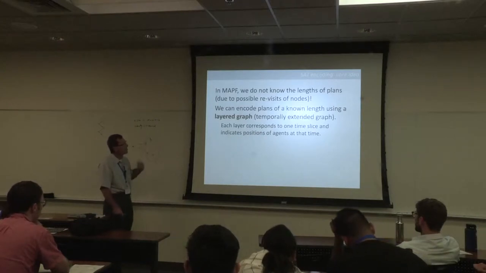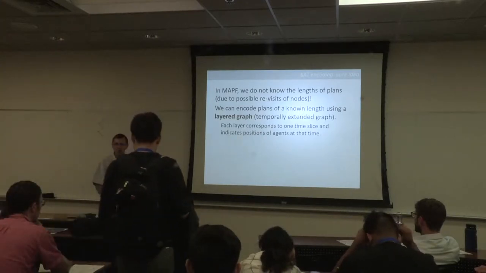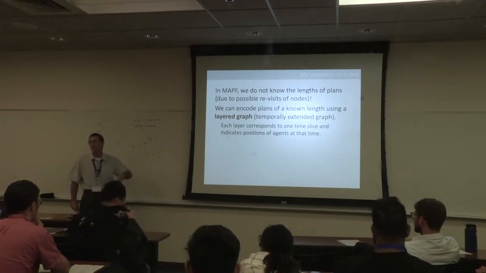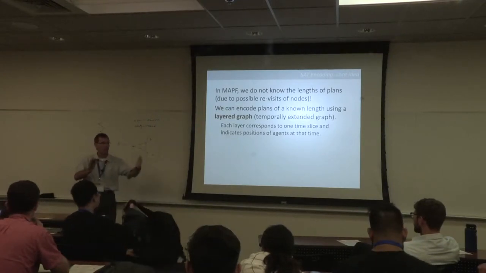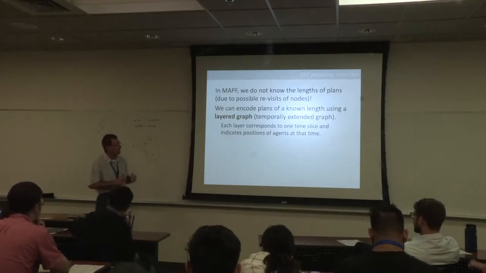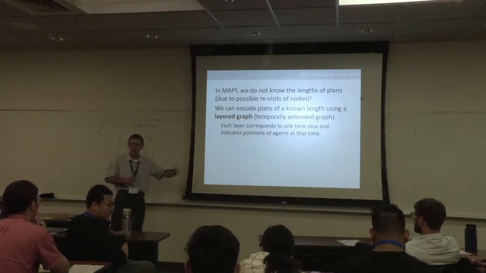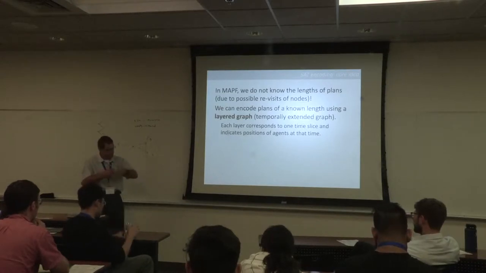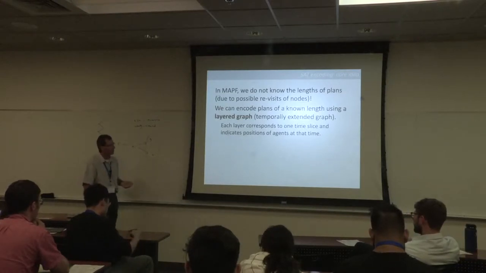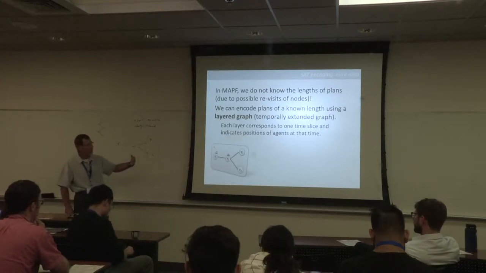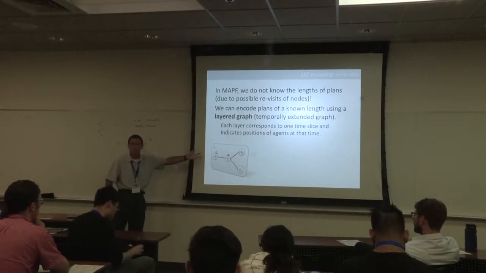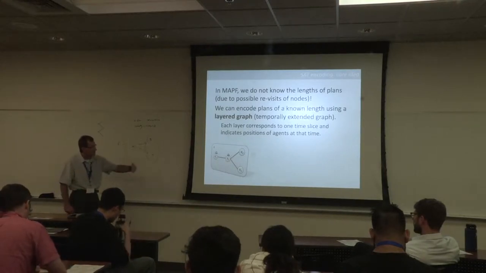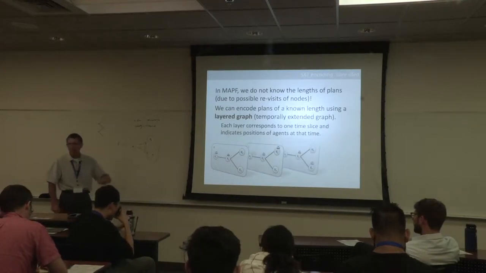So the idea is that we use what's called a temporally extended graph or layered graph, where each layer corresponds to one time slice. So we have a given number of time slices, each describing the situation at a given time, and we encode each slice to a SAT formula, and the transitions are encoded into the SAT formula, okay? So it looks like this. So we have a graph and locations of agents describing the situation at one time, and then we describe the situation in the next time, and so on.